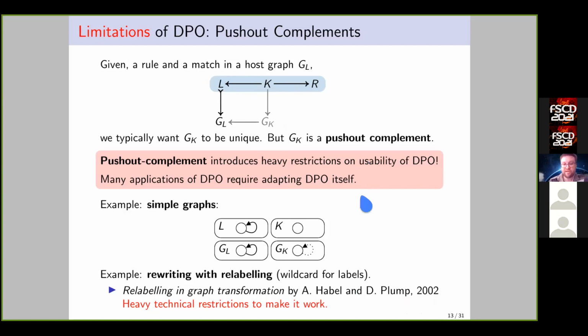So the question is, can we do better? Can we make graph rewriting work without these complications that come with the pushout complement?